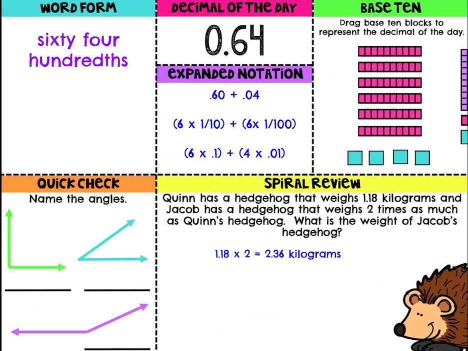Quinn has a hedgehog that weighs 1.18 kilograms, and Jacob has a hedgehog that weighs 2 times as much as Quinn's hedgehog. What is the weight of Jacob's hedgehog? So I know that that equation would be 1.18 times 2 because it said 2 times as much as Quinn's hedgehog, and that would give me a product of 2.36 kilograms.